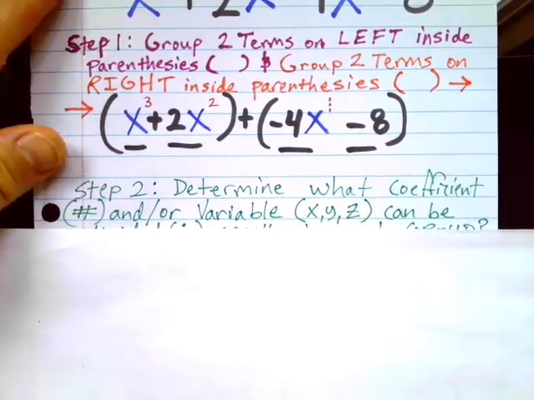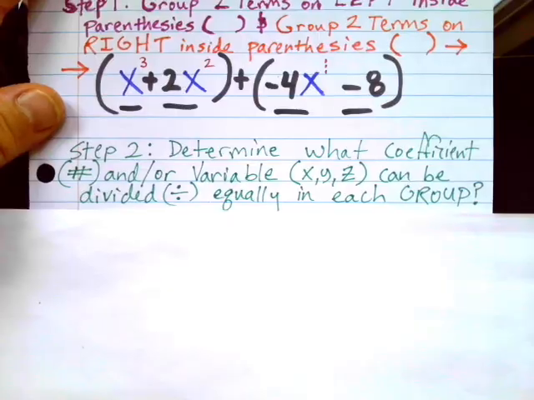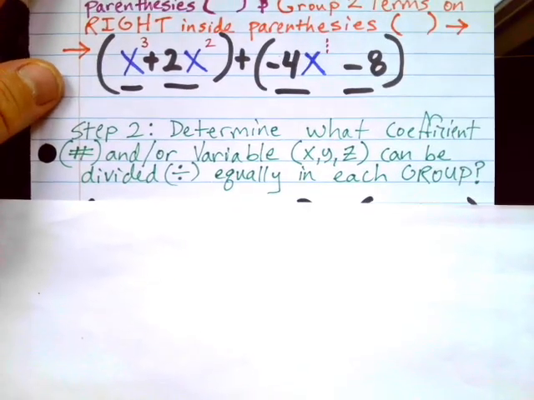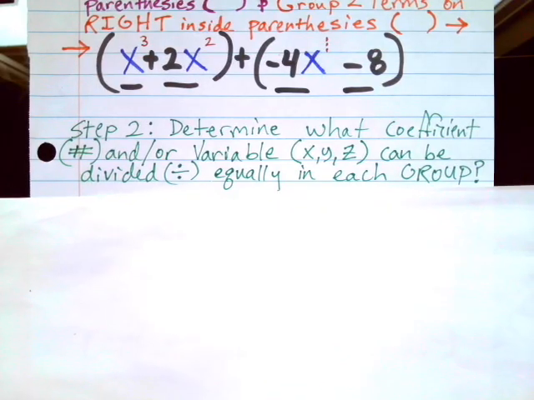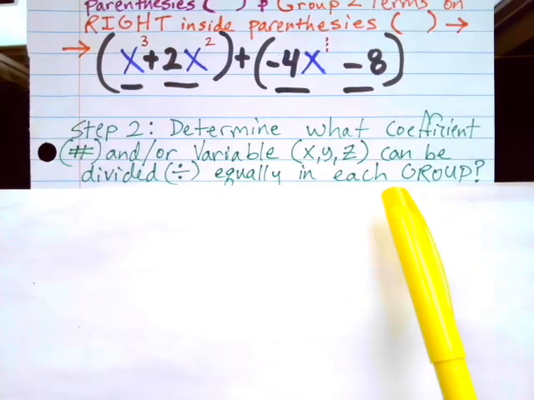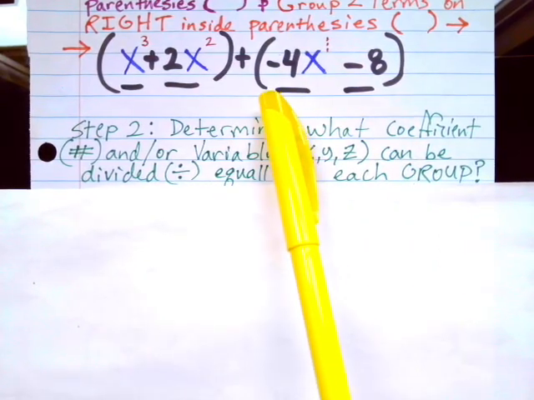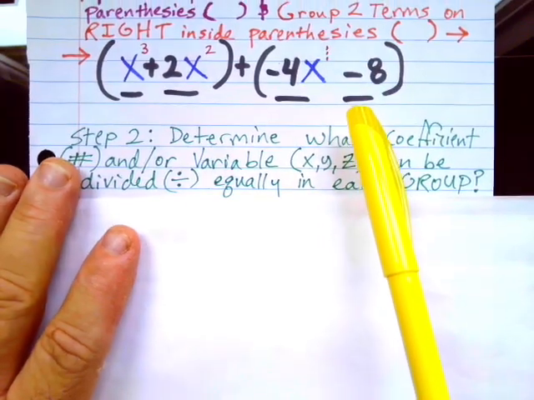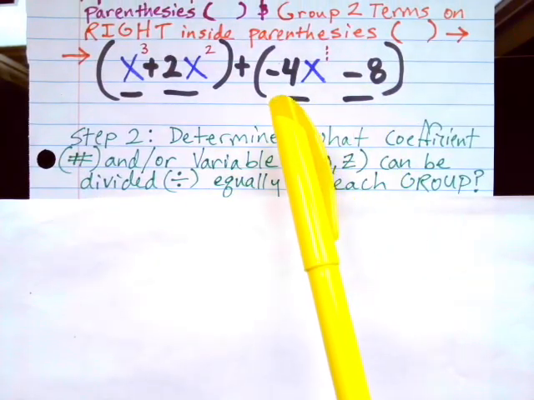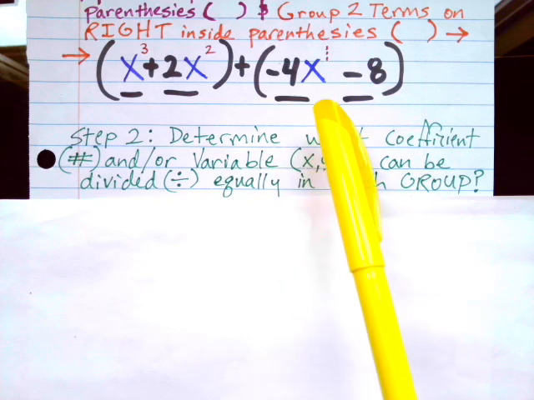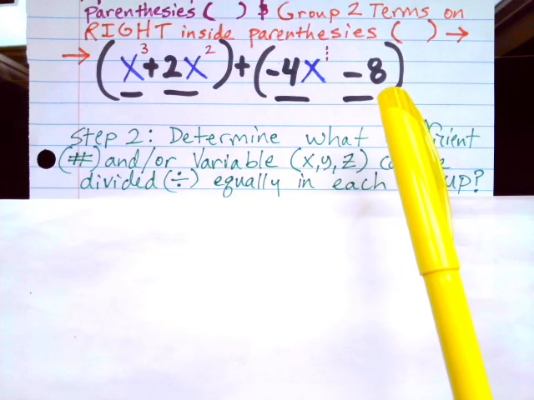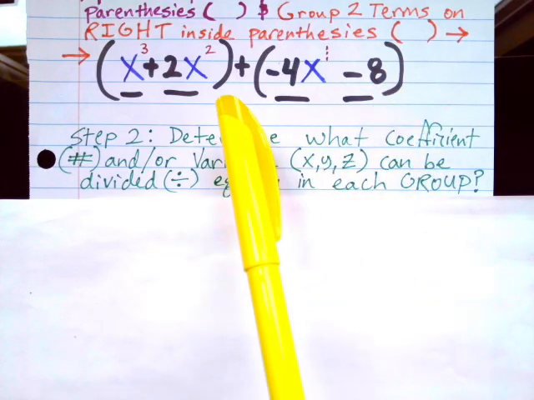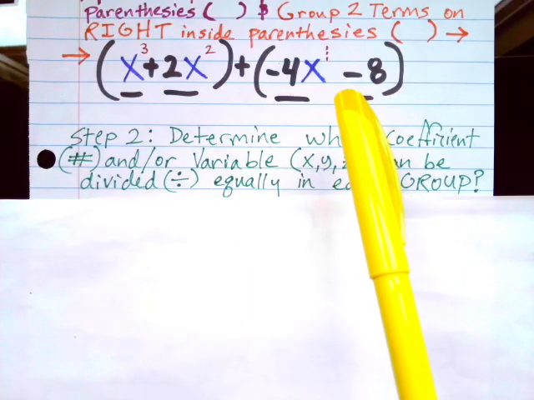All right, so now step 2 is you want to determine what coefficient and/or variable, x, y, and z, those are variables, can be divided equally into each of the terms inside the groups. So when I say groups, I mean inside these parentheses here, okay? So what can be divided into -4x to the first power? That can also be divided into -8, right? I'm going to factor out each parenthesis one at a time.